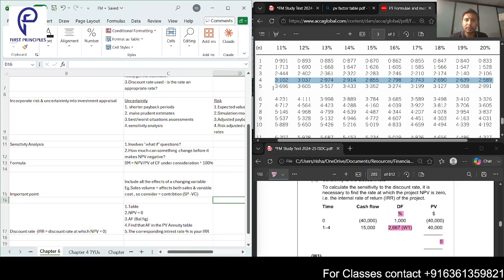This 2.667, you will look in which 4-year annuity factor table you get 2.667. The closest you're getting is 18%, and that is your IRR. So your IRR is 18%. Now you have to find the change. So currently 10% is the rate. Currently your rate is 10%.